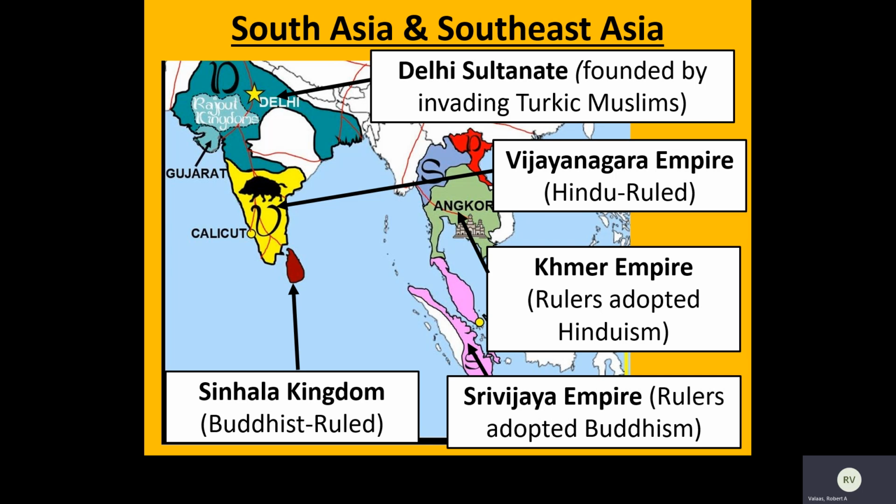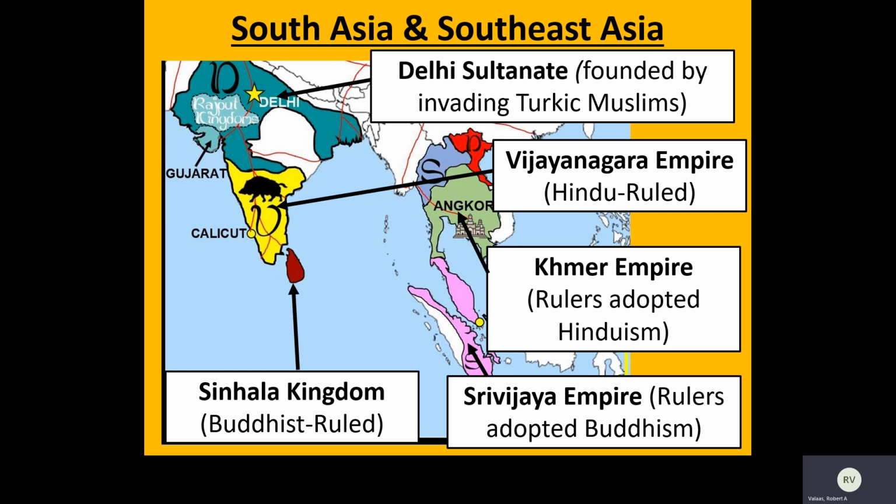So let's take a look at our handy map here of South and Southeast Asia from Freemanpedia, and see that one of the important states to remember in South Asia, again, is the Delhi Sultanate, once again founded by invading Turkic peoples from Central Asia who had already converted to Islam, who managed to conquer much of northern India, set up a Muslim-ruled but still Hindu-majority state there in what's now northern India.